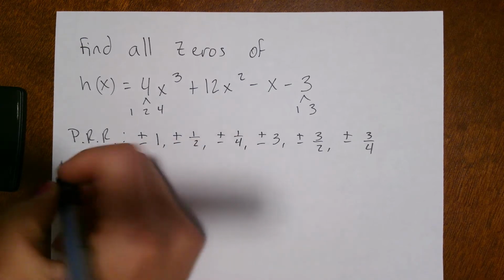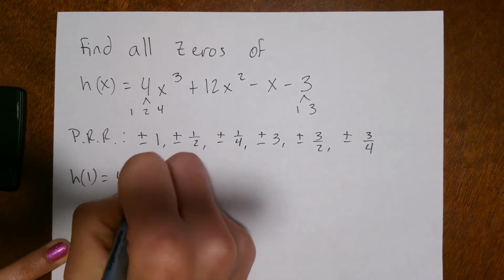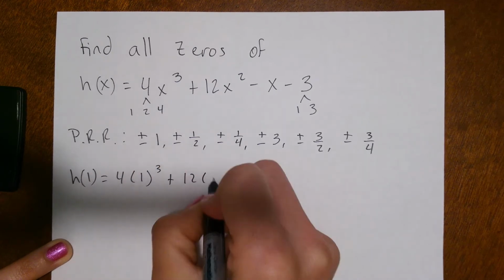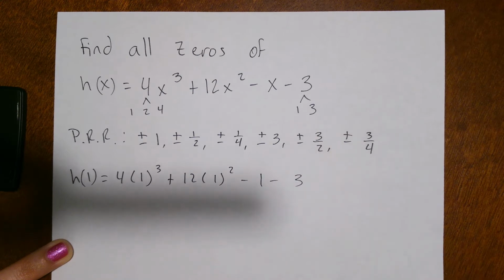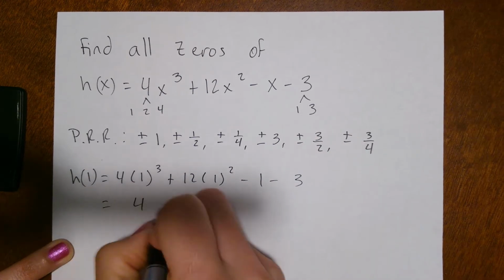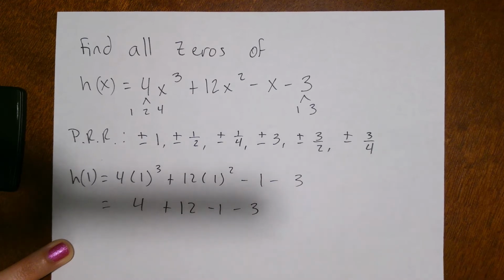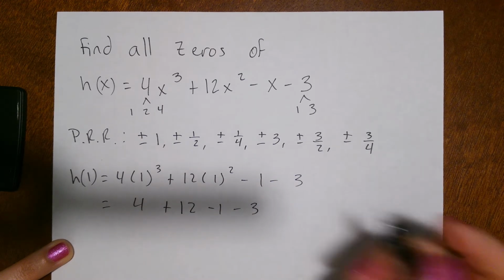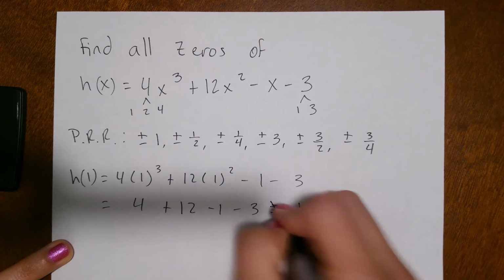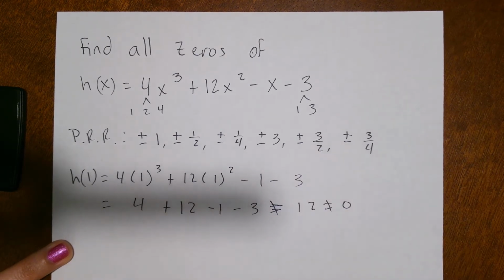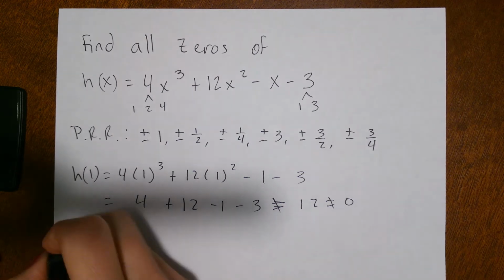So I'm going to start with just positive 1. I'm going to plug it in, h of 1. So I get 4 times 1 cubed plus 12 times 1 squared minus 1 minus 3. So this is 4 plus 12 minus 1 minus 3. You can already see this is not going to equal 0. I think this actually equals 12. So it's not 0. Well, this does equal 12, but it's not equal to 0. So I know positive 1 is not a 0 or a root of this function. So I'm going to go on.